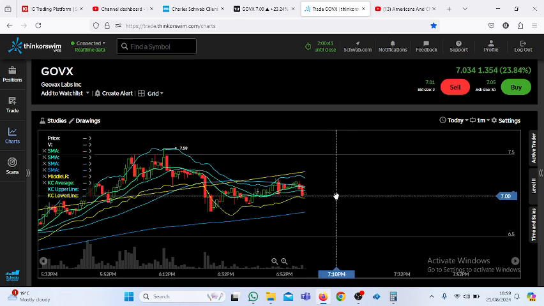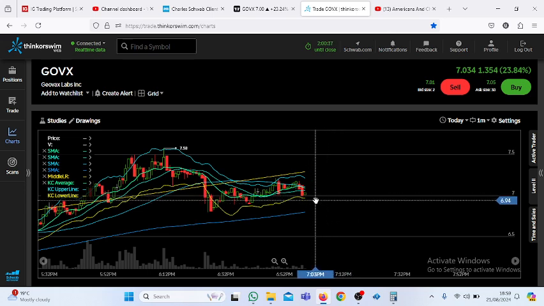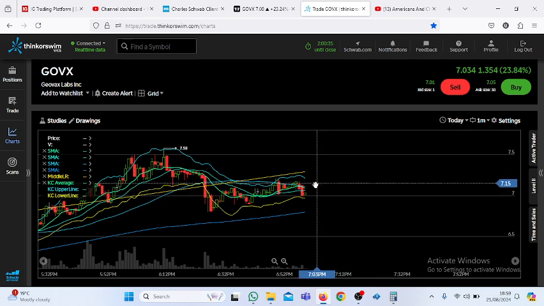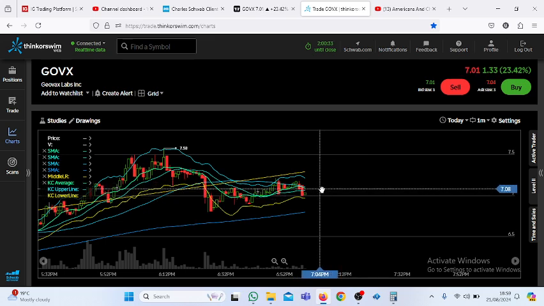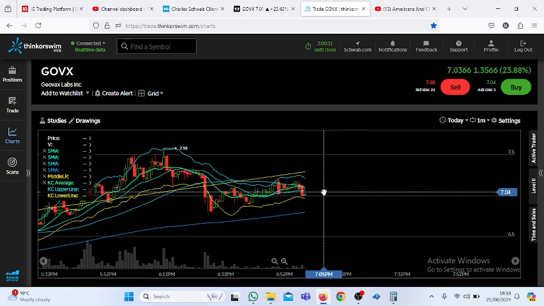You can see they're already taking advantage of that. They're buying that opportunity. And we might even see it rebound a bit more.